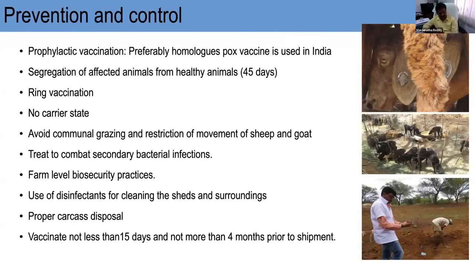One other thing is to avoid communal grazing, because it is mostly a close contact disease. So if you restrict the movement of sheep and goat, you can prevent or control the disease. To treat secondary bacterial infections, all of you being field veterinarians are well versed with what kind of antibiotics work.